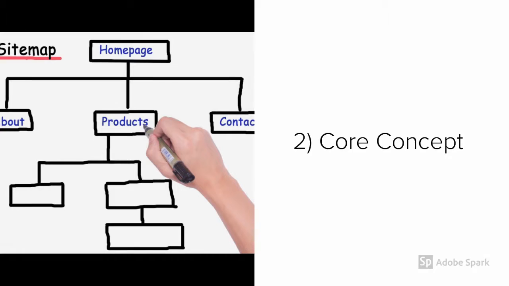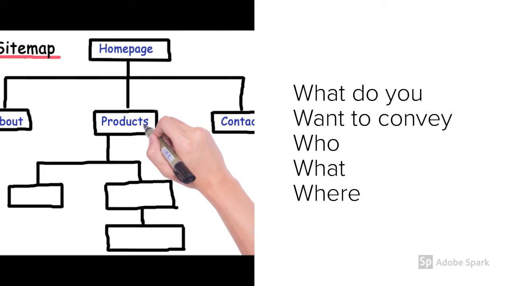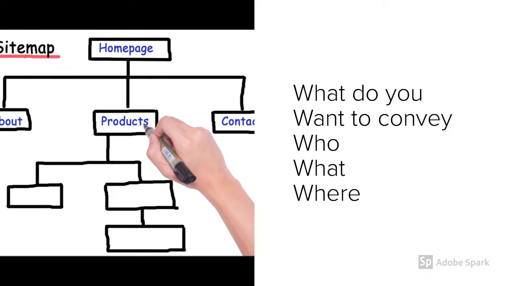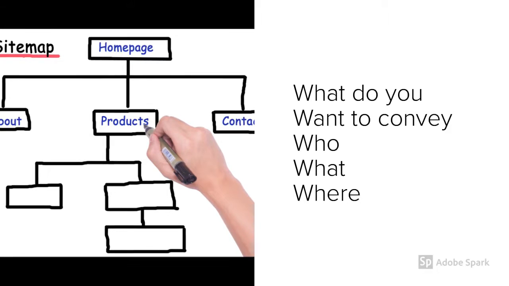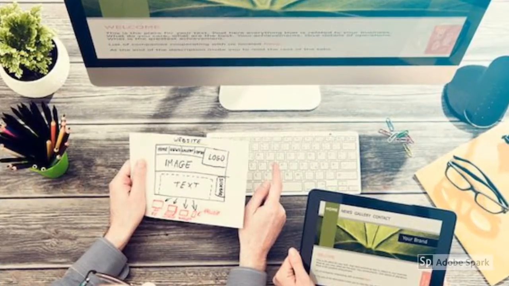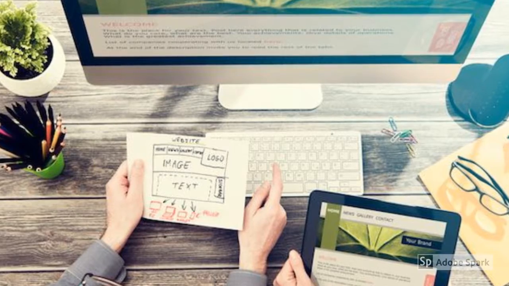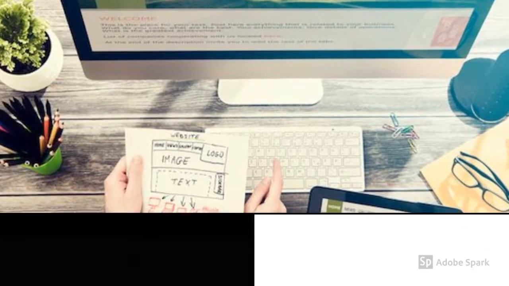Step number 2 is to determine your core concept. Before we can build a website, we need to know what it is that we want to convey, and that's based on our customer, our service, and our market. It's a good idea to find an image that reflects your company's purpose. This can be used later on when you're laying out your website.